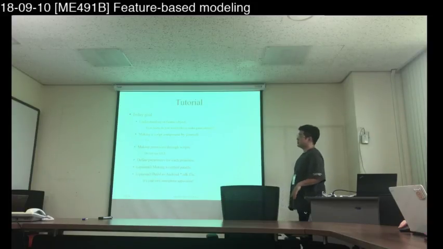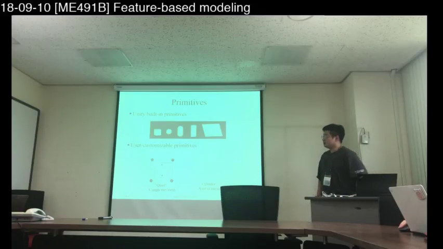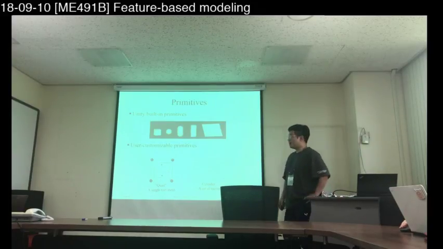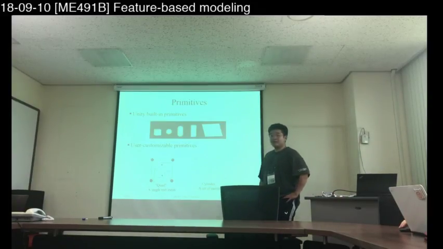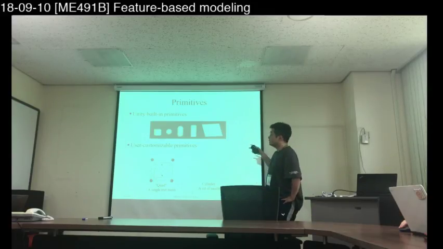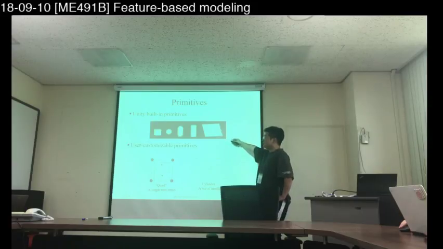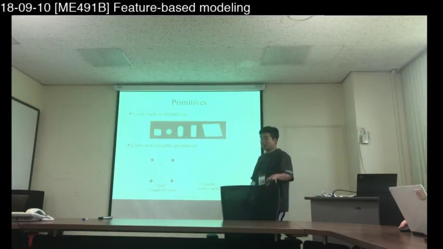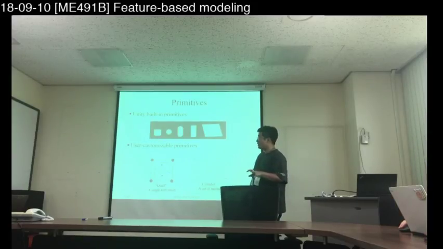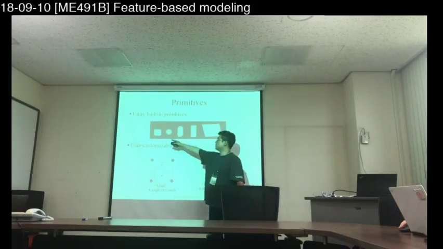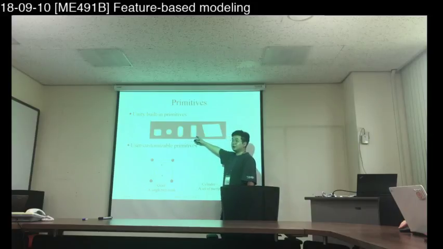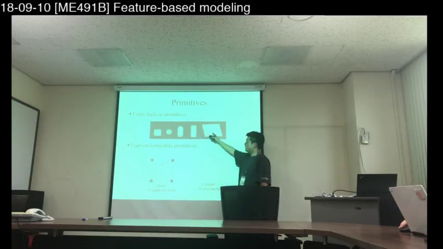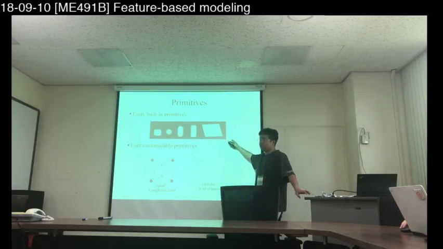Okay, today we're going to make some primitives. Two kinds of primitives. The first primitives come from Unity's built-in primitives: cube, sphere, capsule, cylinder, and plane. But these are very simply defined.